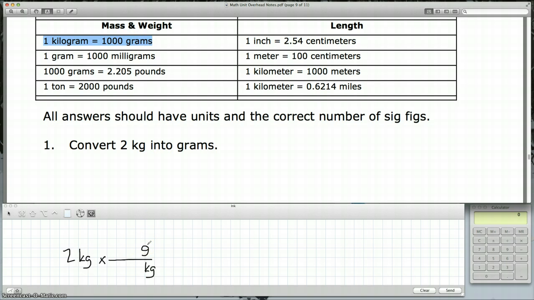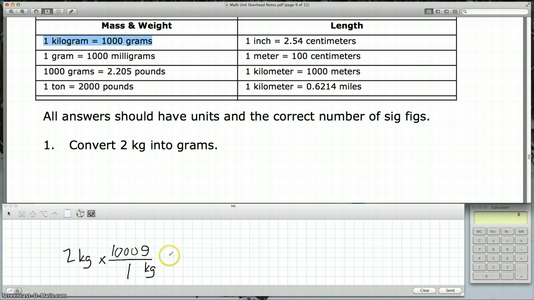Whatever number is in front of kilograms up here, I'm going to put in front of kilograms here. So in this case, I'm going to put a 1 in front of kilograms. If I look up here at my equality, my table, there's a 1,000 in front of grams. So that's what I'm going to put in front of grams. It's 1,000.